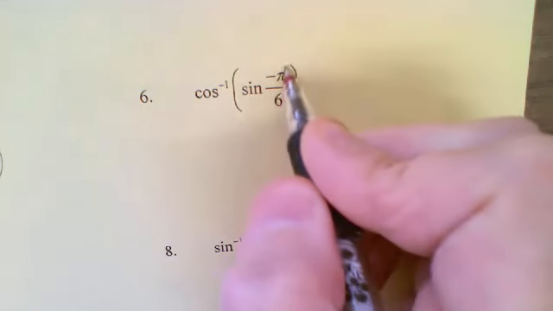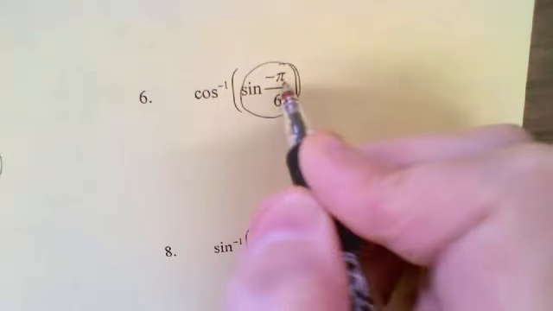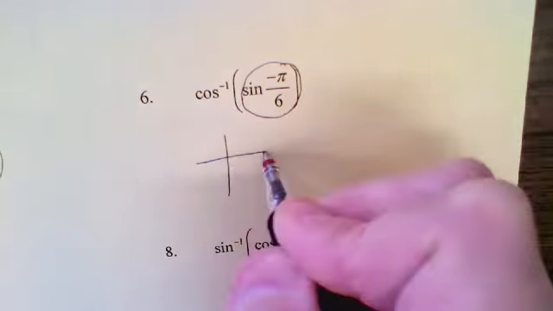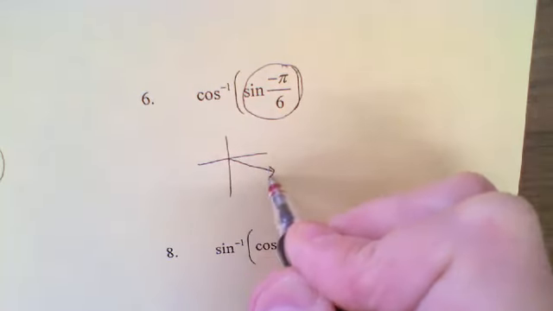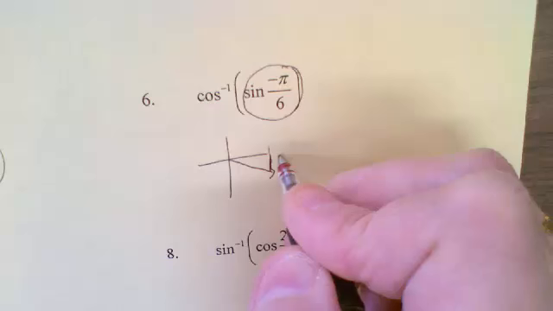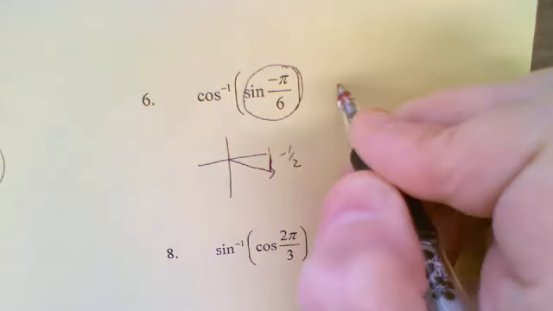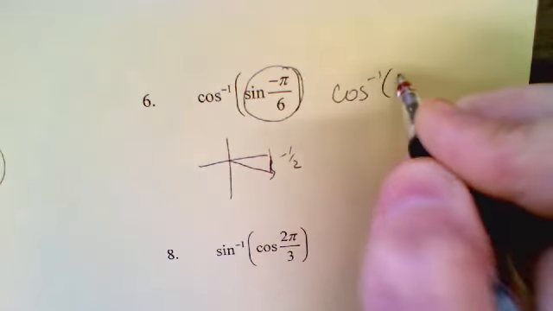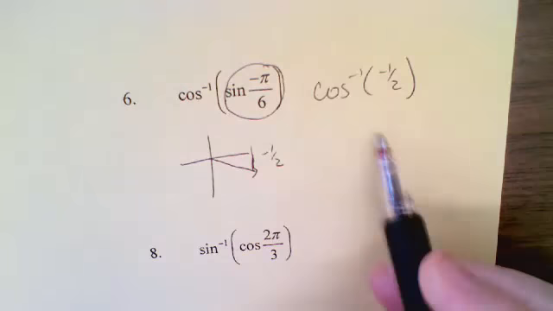All right, number 6, another two-step problem, but here be careful, they gave me the sine of negative pi over 6. So they're giving me the angle. The angle of negative pi over 6 is here. Sine is the y value, so the y value of negative pi over 6 is negative 1/2. So now the problem becomes inverse cosine of negative 1/2.